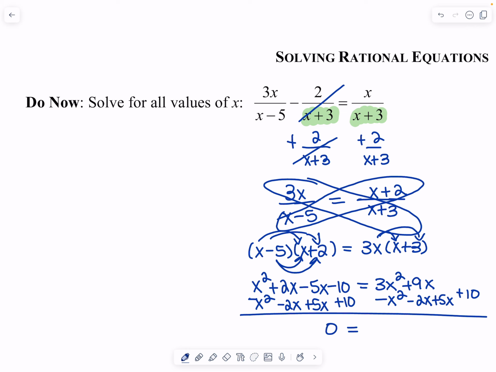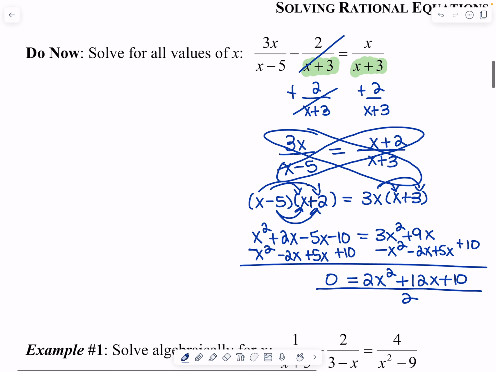I have 3x squared minus x squared would be 2x squared. 9x minus 2x would be 7x. 7x plus 5x would be 12x plus 10. I can divide the entire equation by 2 because everything is even. So I get 0 divided by 2 is 0. 2x squared divided by 2 is x squared. 12x divided by 2 is 6x. 10 divided by 2 is 5.